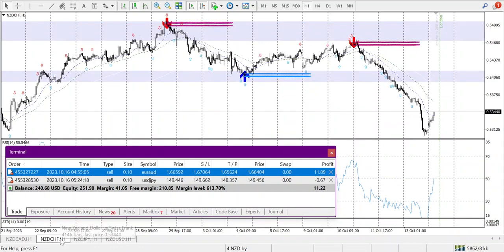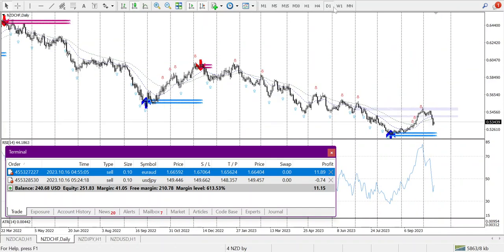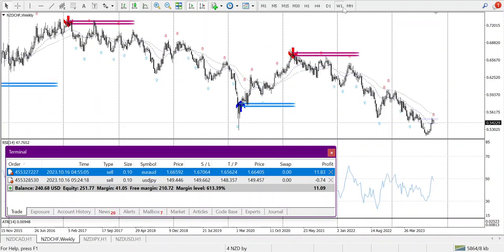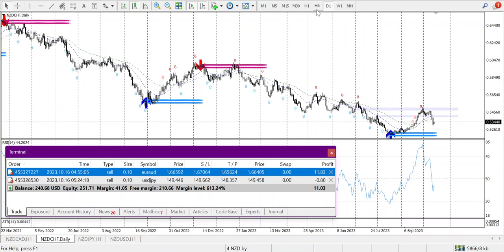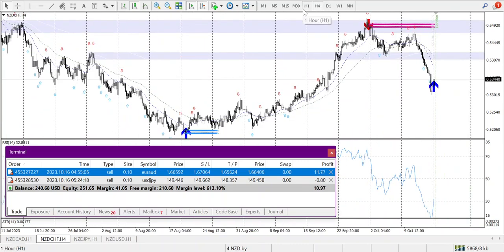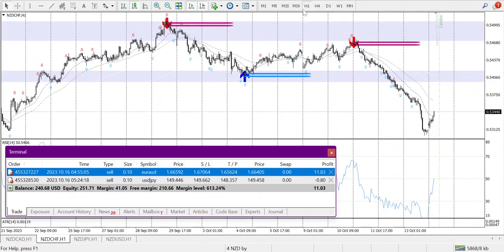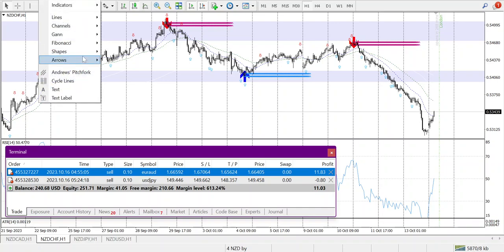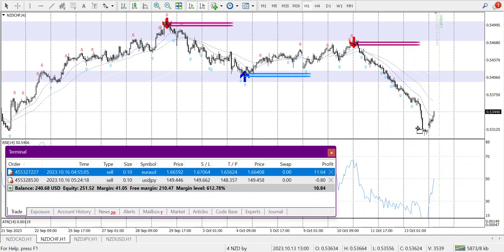Now NZD CHF. You are going to kill me, Asis. Seriously, I'm going to kill myself. I am so stupid that I'm missing this big, big, big trade and profit. I'm so stupid.